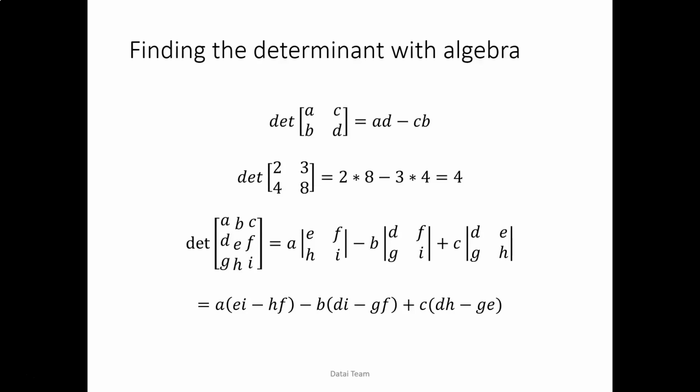So we have A multiplied with the determinant of this EFHI matrix minus B times the determinant of DFGI matrix plus C times the determinant of DEGH matrix. That's equal to A times EI minus HF, minus B times DI minus GF, plus C times DH minus GE. Determinant is very useful, it can give us a lot of information about a transformation, like the eigenvalue or the eigenvector, which we will learn soon because they are very useful in machine learning and necessary to know.